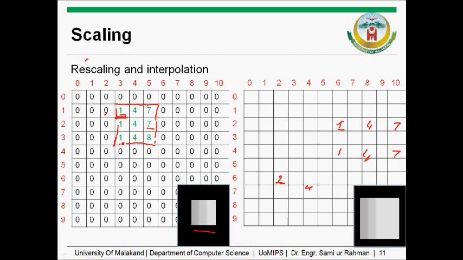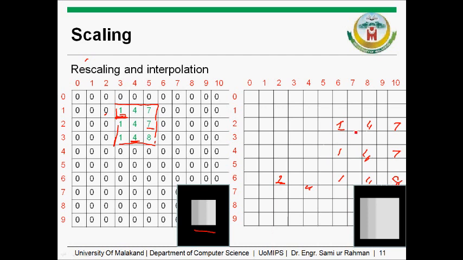Here it's 3 and 3, so it will be 6 and 6, and the value is 1. And for this 4, it's 3 and 4, so 6 and 8. And this is 6 and 10.